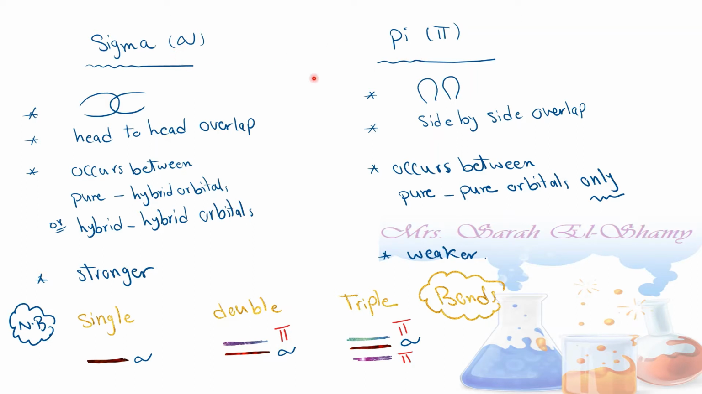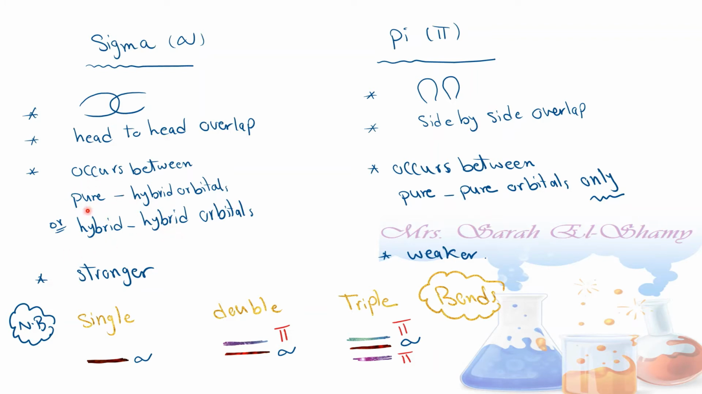Sigma and pi bonds are covalent bonds, so they are formed due to the sharing of electrons or overlapping of electrons. We have 2 types of overlapping. The orbitals may overlap head to head as in this shape, so it will be sigma, while if they overlap side by side as a parallel or collateral overlap, it will be a pi bond. The second point, which is very important here, is that a sigma bond occurs between pure or hybrid orbitals, or hybrid and hybrid orbitals.